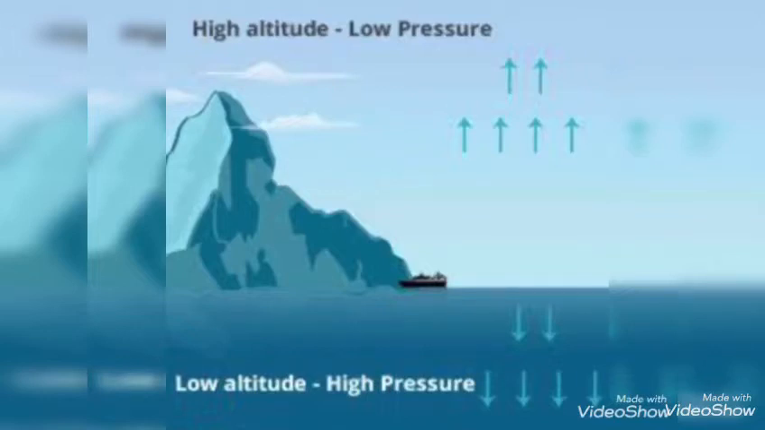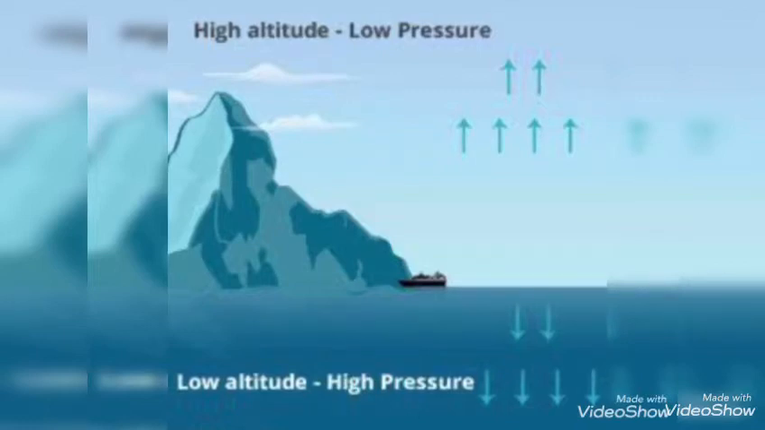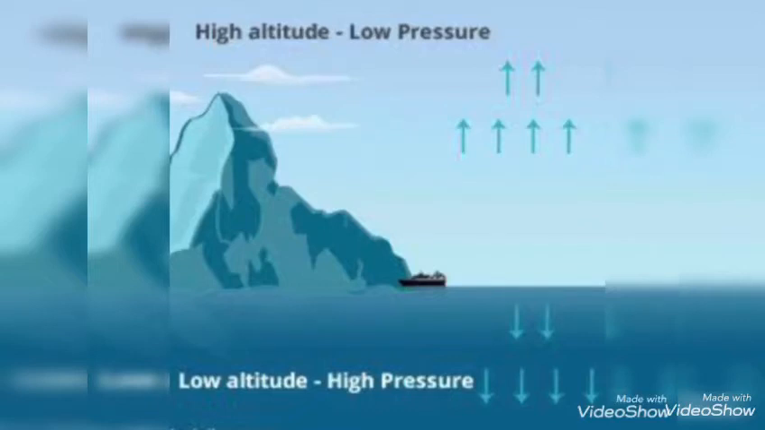Air pressure is divided into two types, that is, low pressure and high pressure. In an area, if the pressure is low when compared to its surrounding area, then it is called low pressure. If the pressure is high when compared to its surrounding areas, then it is called high pressure. If the pressure is low, the wind will blow from the surroundings towards the low pressure area. And if the pressure is high, the wind will blow from the high pressure area to the low pressure areas.